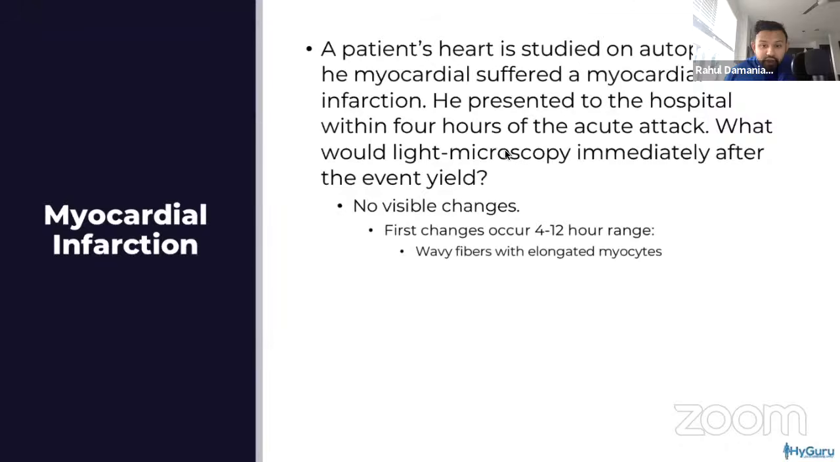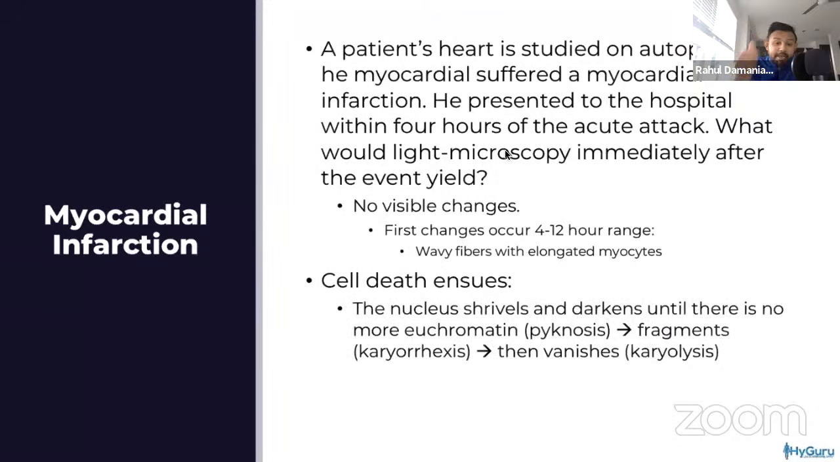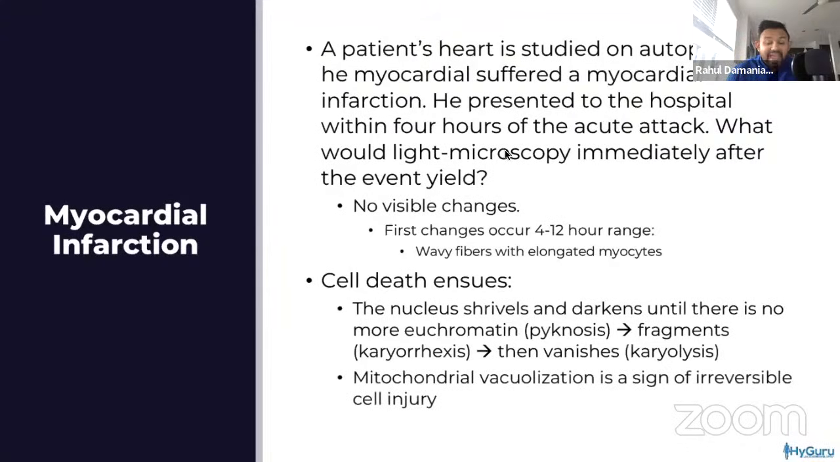12 hour range, and that's where we see the wavy fibers and the elongated myocytes. And this just represents myocyte damage. Just to integrate some GenPath, afterwards cell death can ensue. And that's where you see pyknosis, karyorrhexis, and karyolysis. And remember that cell membrane damage and mitochondrial damage is a sign of irreversible cellular injury.